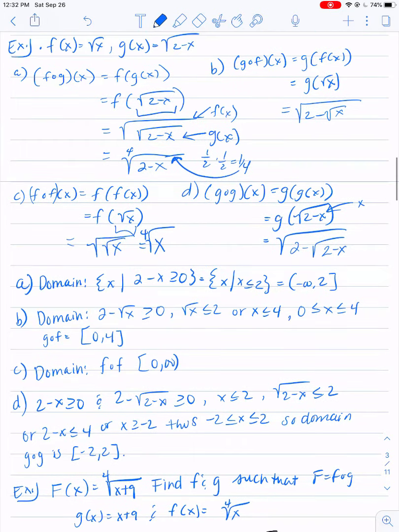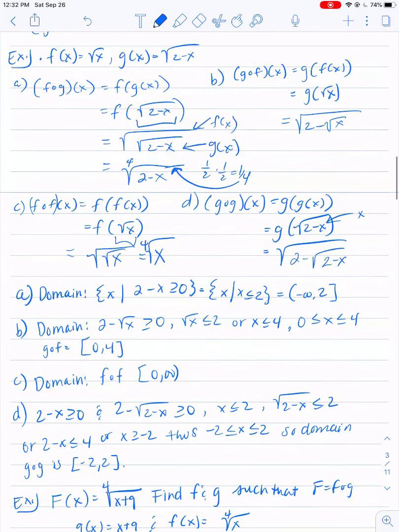And then we're going to find the domains for all those. So our domain of A, which is the 4th root of 2 minus x. Basically our 2 minus x just has to be greater than or equal to 0 because it's under the square root. So if we subtract 2 and then divide by -1, our x has to be less than or equal to 2. And so our domain is -infinity to 2.